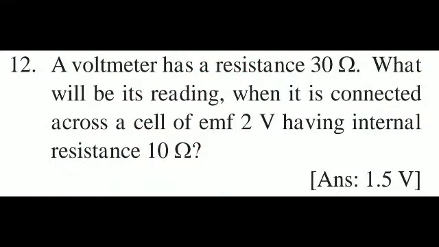Numerical number 12: a voltmeter has a resistance of 30 ohm. What will be its reading when it is connected across a cell of EMF 2 volt having internal resistance 10 ohm? Numerical in front of you. So what you have to do, the first step is what? You have to read it very carefully, and after reading the numerical, you have to start writing the data.